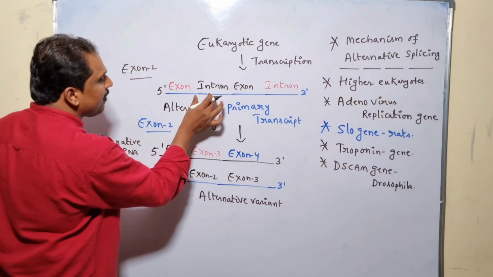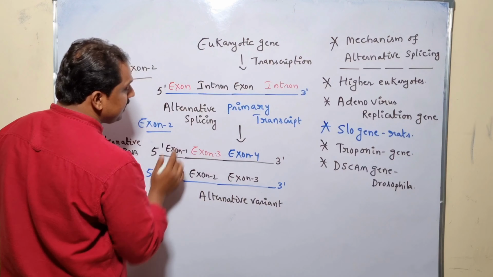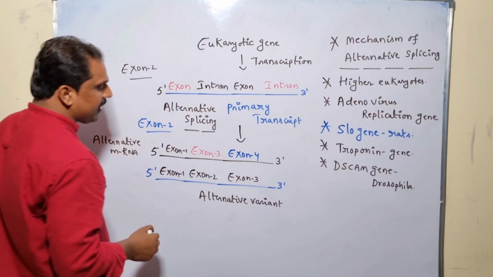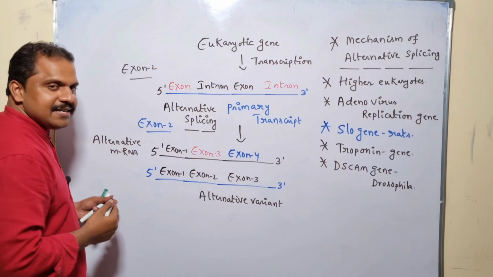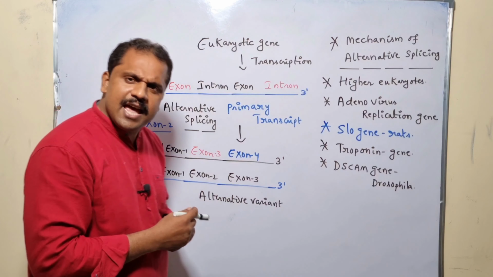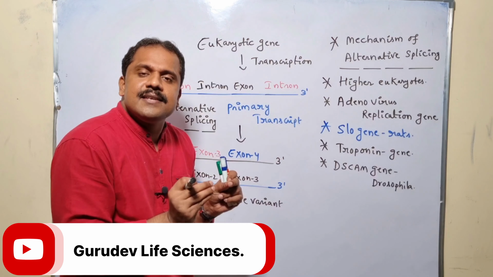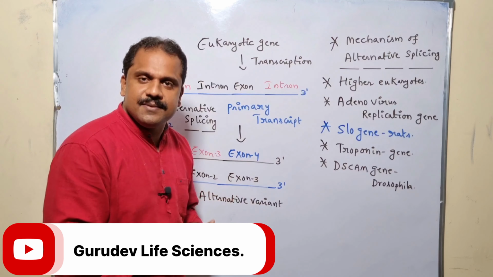Is it clear? So from one primary transcript, two alternative variants are successfully synthesized by means of the alternative splicing mechanism, and when these alternative variants participate in the translation mechanism, they are capable of inducing the synthesis of the polypeptide chain. So that is the uniqueness, or the beauty, of the alternative splicing mechanism.